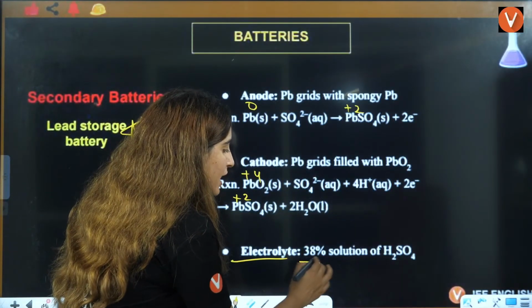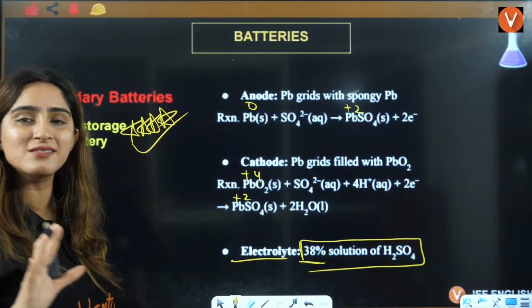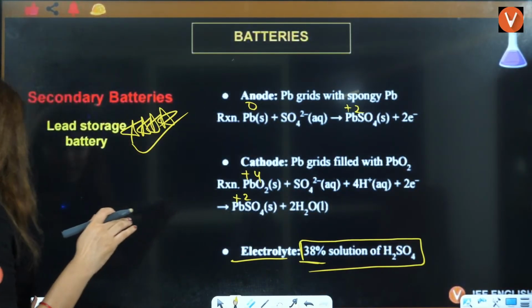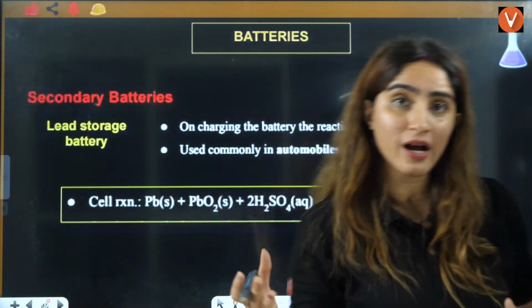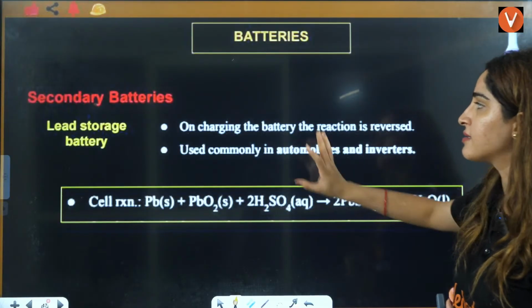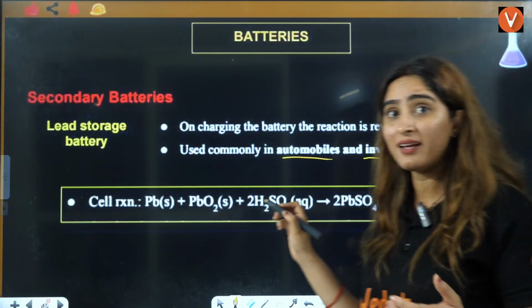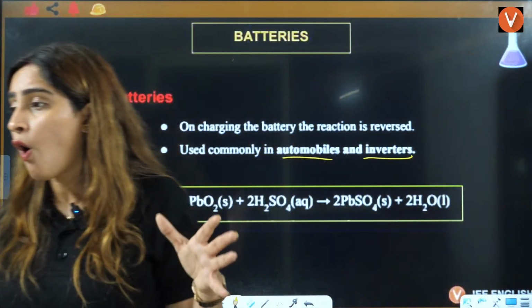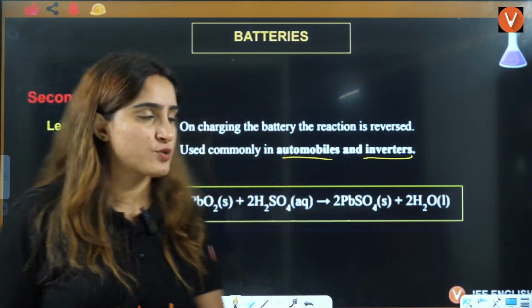And the electrolyte is a 38% solution of H2SO4, and this is not something we can handle by touch, right? Because you will see the voltage is very high in these cases. It is commonly used in automobiles and inverters, right? That heavy lead battery that you have in your inverters is this lead storage battery, okay?